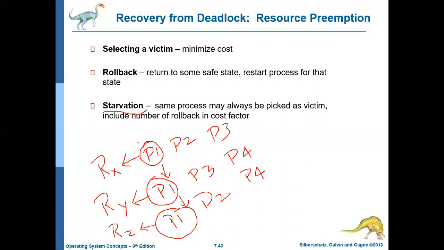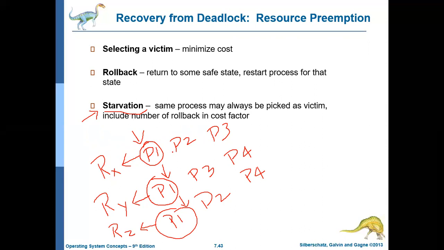So this will lead to starvation of P1, because P1 may have to, it is not that it will never complete, it may have to wait for a long period of time before completion. So that is called starvation. To avoid starvation, we should have a maximum count on the number of rollbacks allowed for a particular process.